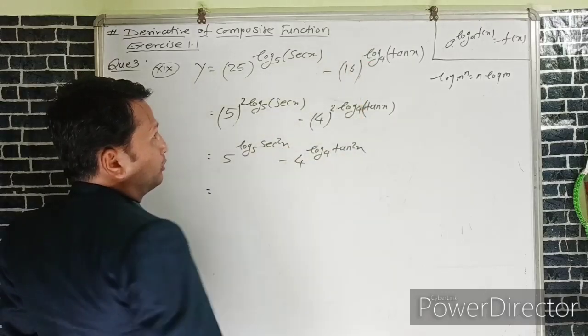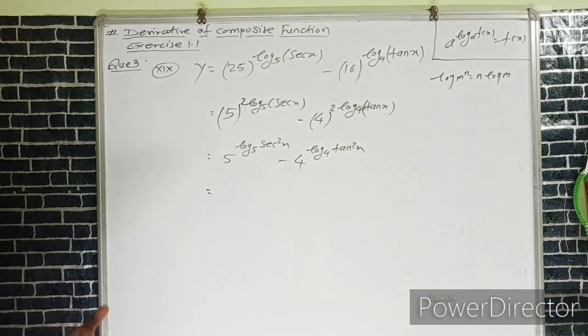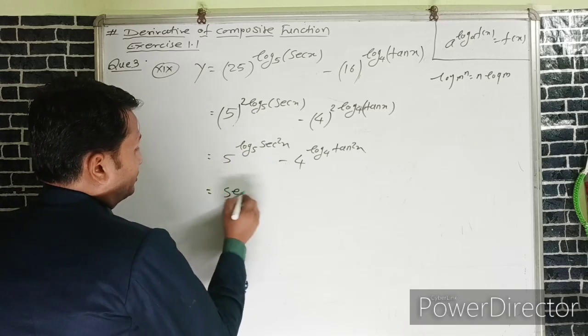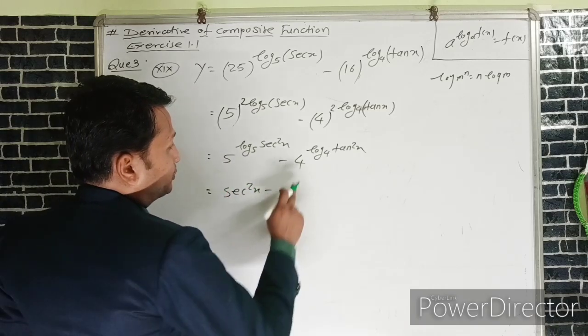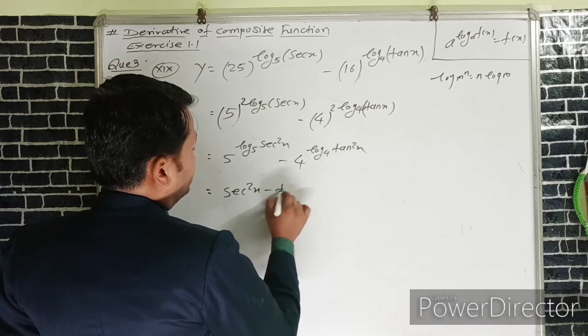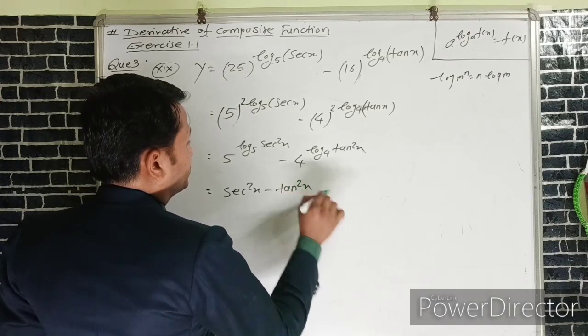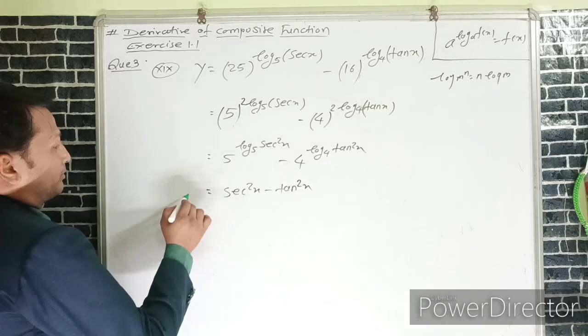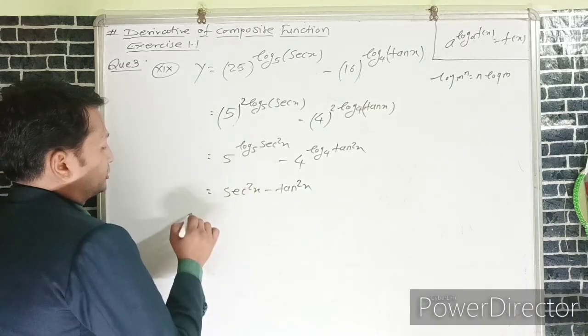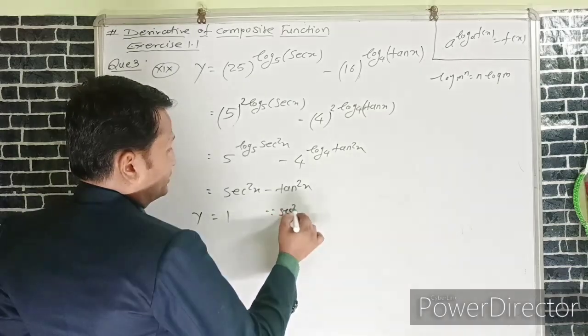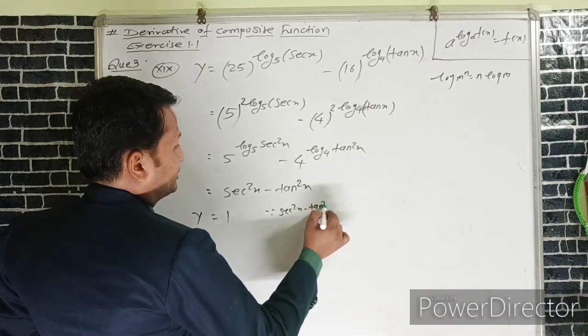By applying this rule, a to the power log base a f of x is equal to f of x, we can write this 5 raised to the power log base 5 sec square x is sec square x minus 4 raised to the power log base 4 tan square x is tan square x. We know the trigonometric identity: sec square x minus tan square x is 1, because sec square x minus tan square x is equal to 1.